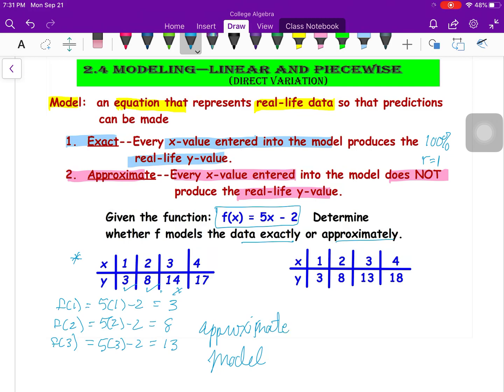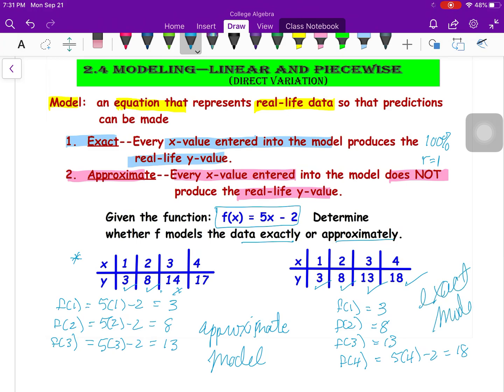So I'm still using this same model for this data. So still f of 1 gives me 3. That checks out. F of 2 should give me 8. That checks out. F of 3 should give me 13. That checks out. So I also need to try f of 4. 5 times 4 minus 2 is 18. And that checks out. So this is an exact model, since 100% of the x's give me the exact y's.